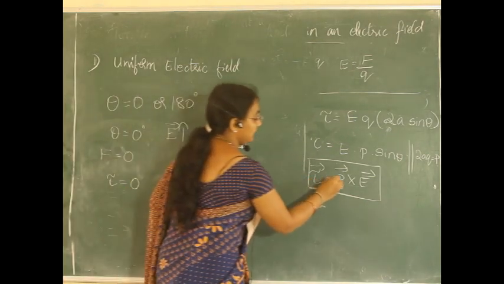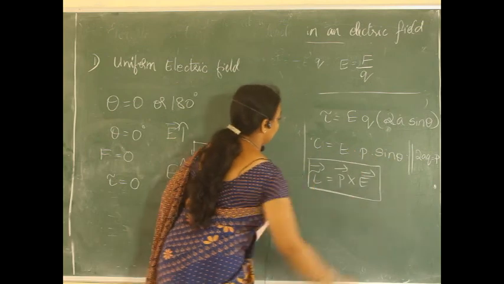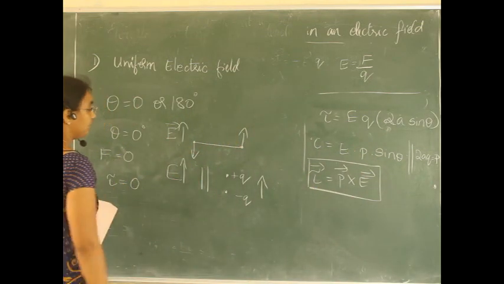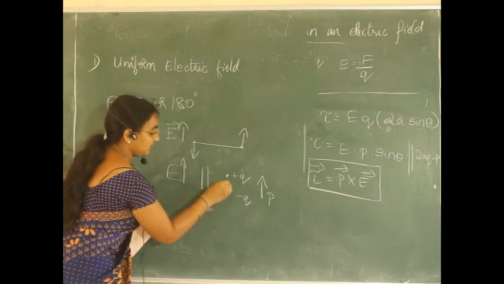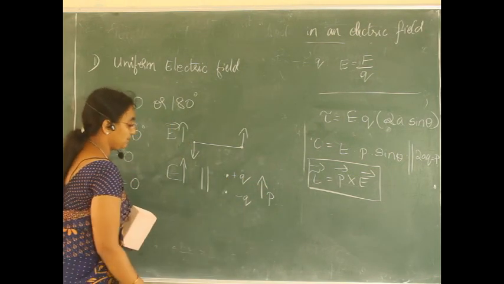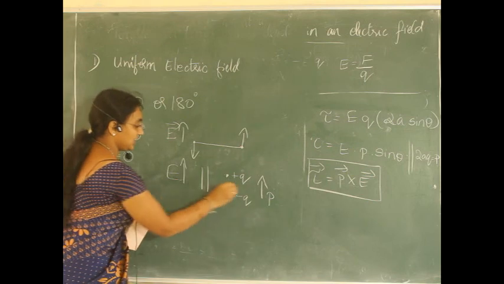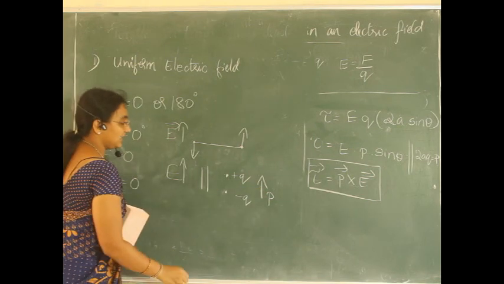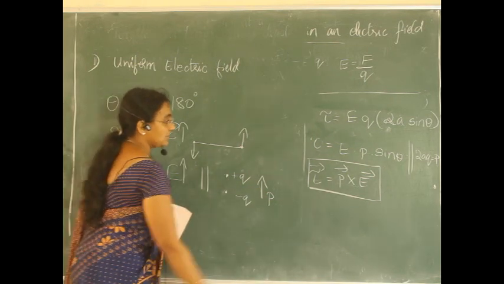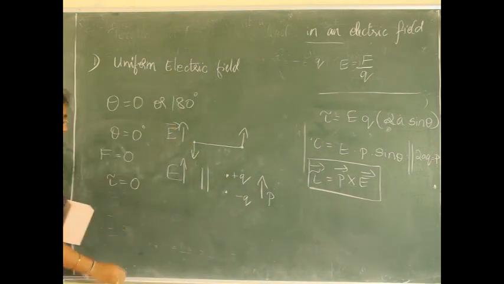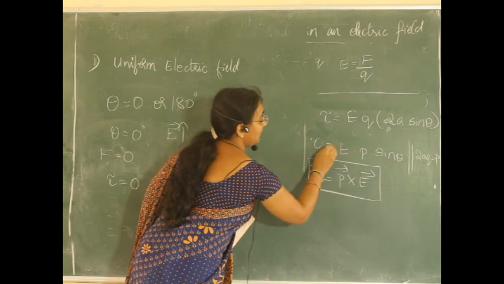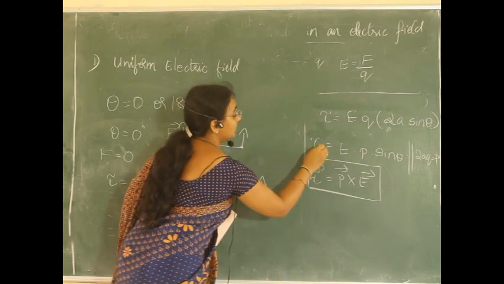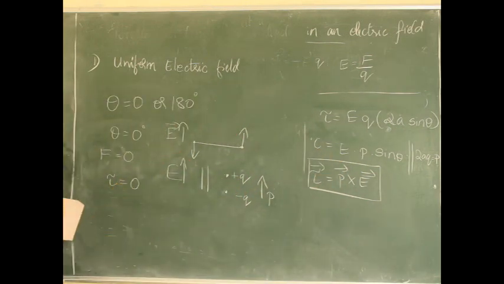See here, tau is equal to PE sin theta. Sin 0 is 0. What is the dipole? Dipole is like this. Why? Because dipole is acting from minus q to plus q, parallel. This direction and this direction are same. Theta is equal to 0, sin 0 is 0, tau is equal to PE sin 0, PE into 0 is 0, tau is equal to 0.